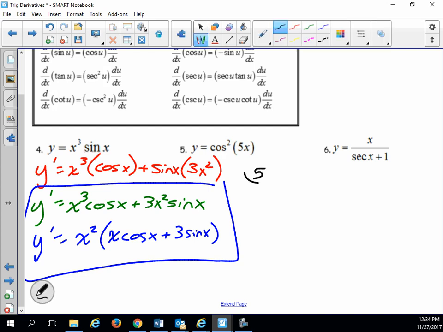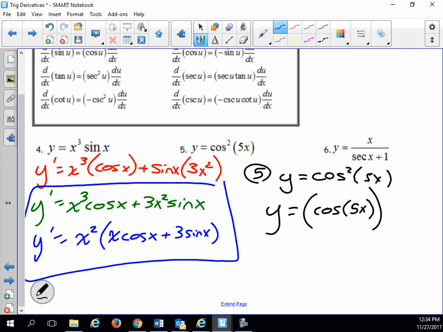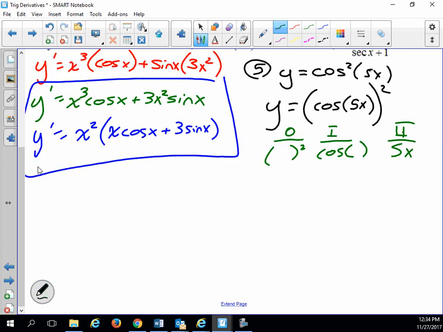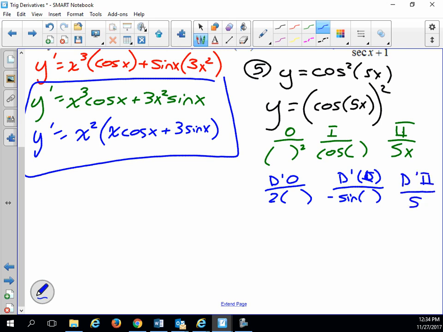For number 5, here's what you have to recognize: it's got a double chain rule, because this is really the cosine of 5x quantity squared. That means your outside is the parentheses squared, your inside is cosine, and your double inside is 5x. Which makes this derivative 2 parentheses, this derivative negative sine, and this derivative 5.